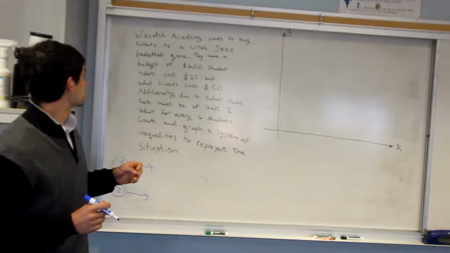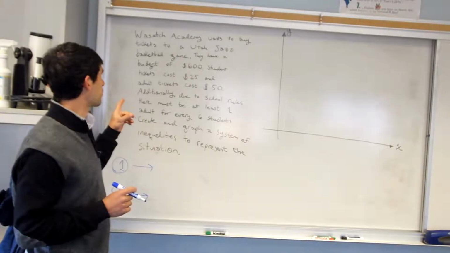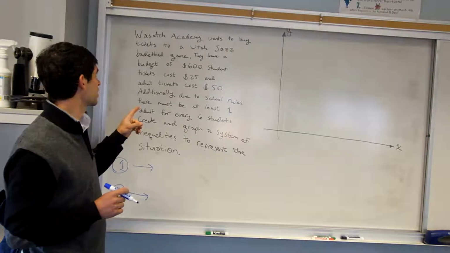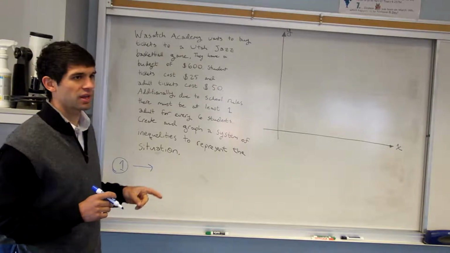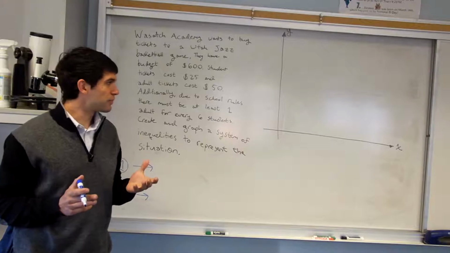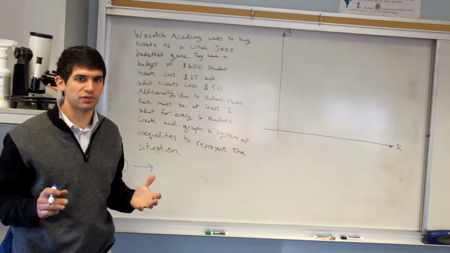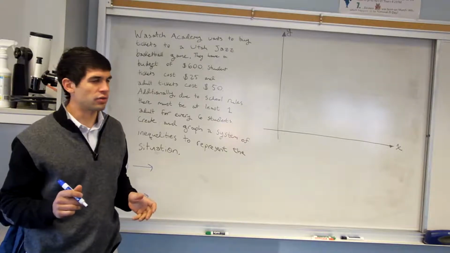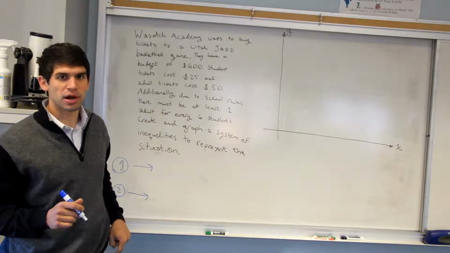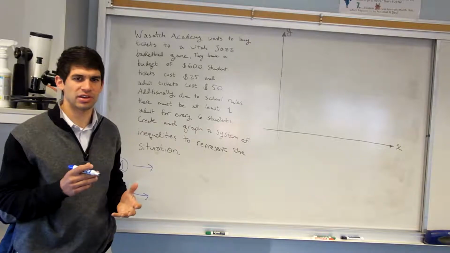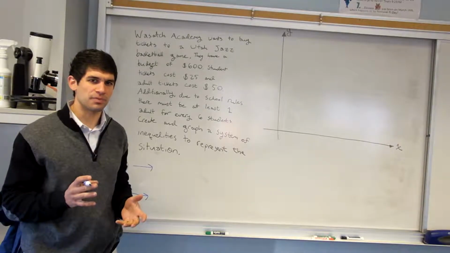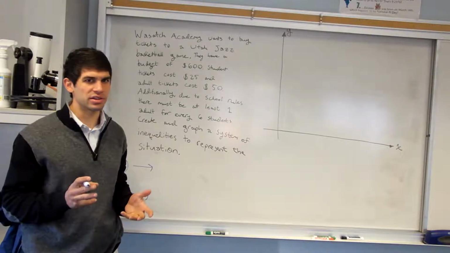The first piece of information that we're given is that Wasatch Academy wants to buy tickets to a Utah Jazz basketball game. The thing about that information, though, is it doesn't have any numbers. It's just background information for the problem. So we're going to have to read further into the problem to find information that we're actually going to use in creating our system of inequalities.